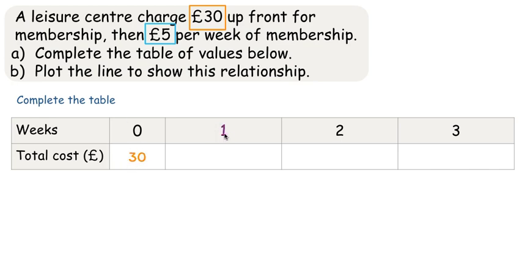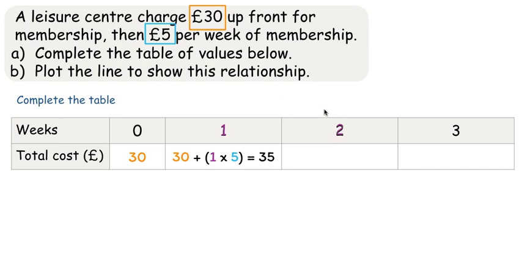Then for 1 week of membership, they will still need to have paid the upfront cost, which was 30, but they'll also need to pay one lot of the weekly fee, which is 5. So the total cost will be 30 plus 1 times 5, which is 30 plus 5, which comes to 35.